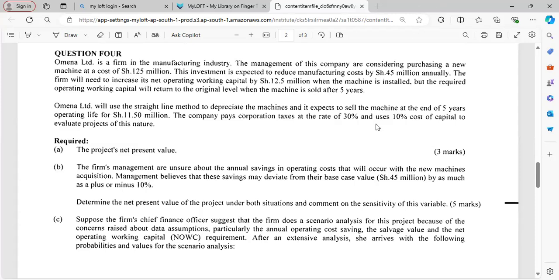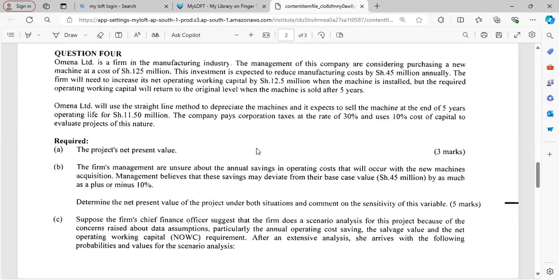The project's net present value, right? Only 3 marks. So the examiner requires you to do this question in less than 5 minutes. So we have been told that the management of this company are considering purchasing a new machine. The cost is 125 million Kenya shillings. This investment is expected to reduce the manufacturing cost by 45 million annually. So you can see that is the earnings before depreciation and taxes. Everything that we are saving is our income.